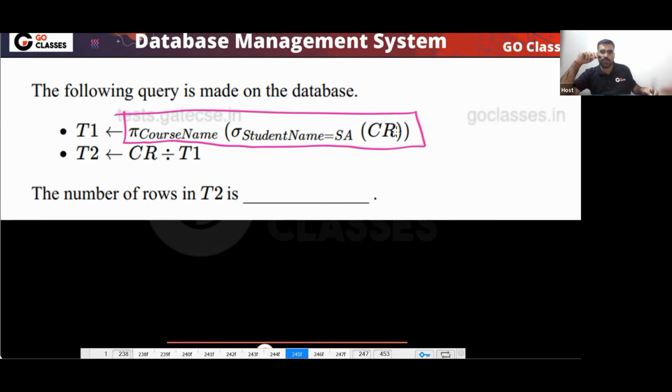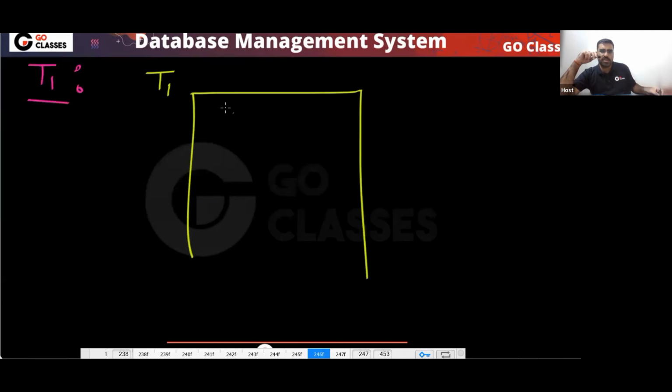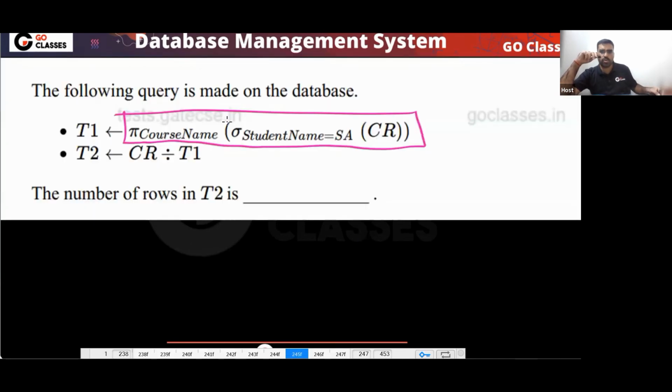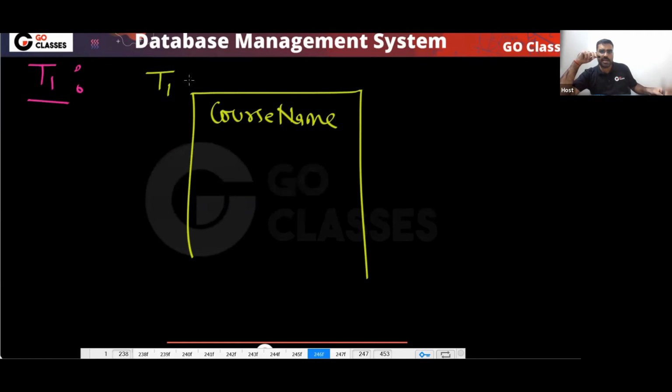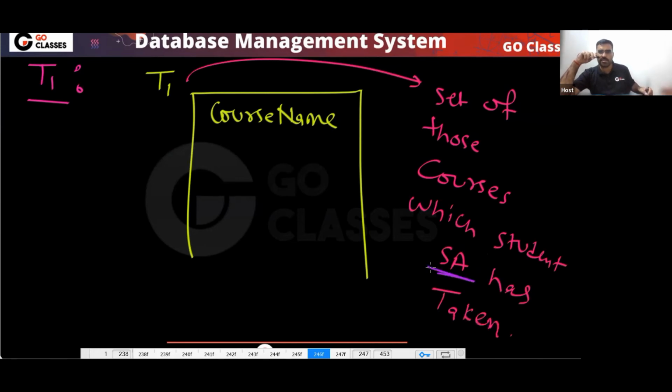And what are we doing? Basically, from the CR, we are selecting those tuples where the student name is SA, and those courses. So can you notice, this T1 is the set of those courses which student SA has taken. Yes or no? Ultimately, I can say this is basically the set of course names which student SA has taken.